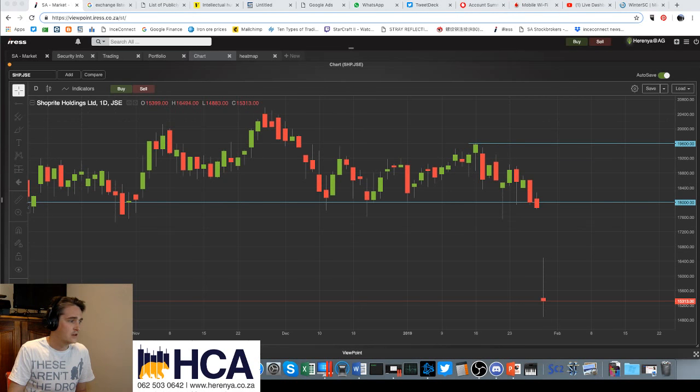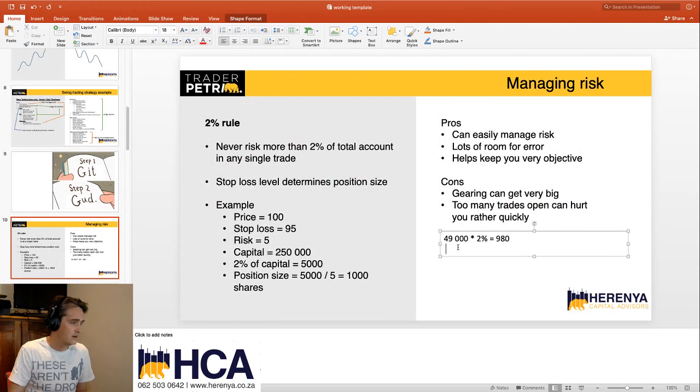Okay, so what we're going to do is we're going to say 180, and I'm going to use it in cents because it's something that you guys will have to get used to. 180 minus 196, sorry, was our stop loss level. So that gives us 16 Rand worth of risk that we're going to take.